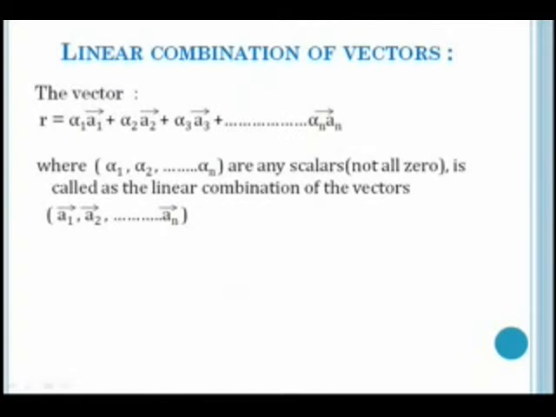The next is the linear combination of vectors. Any vector R, if it can be represented as alpha 1 times vector A1 plus alpha 2 times vector A2 and so on up to alpha n times vector An, then this vector is called a linear combination of the vectors A1, A2, A3 and so on up to An. Here alpha 1, alpha 2, alpha 3 and so on up to alpha n are any scalars. Now these scalars could have a value equal to 0 as well, but not all of them are equal to 0. So any vector R, if it can be represented this way, is called a linear combination of the vectors A1, A2, A3 and so on up to An.